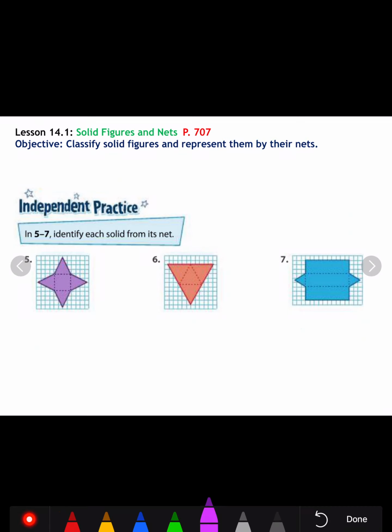Here, more and more shapes. Now it's your turn. Try to pause the video for a while, then continue to see your answers for number 5, 6 and 7. Of course, number 5, as I mentioned, has 4 triangles and 1 square, so it's a square pyramid. Imagine it with me. When you fold all of these triangles, you will get the square pyramid. And number 7, as we mentioned in number 4, and number 6, it's a triangular pyramid.